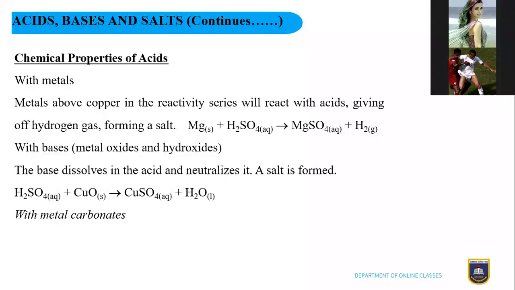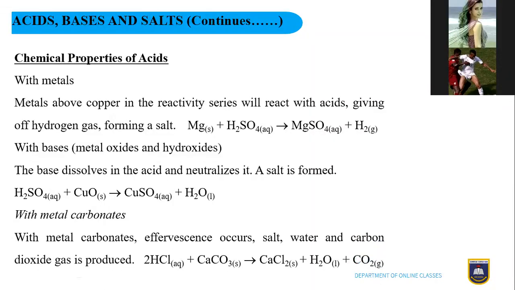But just know that acids react with bases to form salt and water, a process we call the neutralization process, that's all. Then acids also react with metal carbonates or metal bicarbonates. Anytime an acid reacts with a carbonate, when I say carbonate, I mean a compound with CO3. It could be the carbonate ion itself, or it could be the bicarbonate ion, the HCO3. Carbon dioxide gas is always liberated. So with metal carbonates, effervescence occurs, and salt, water, and carbon dioxide gas are produced. Effervescence is the evolution of a gas.